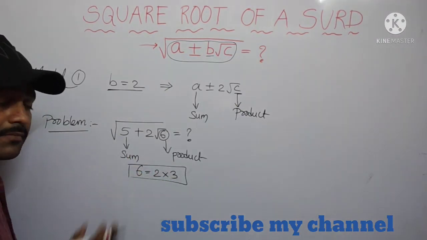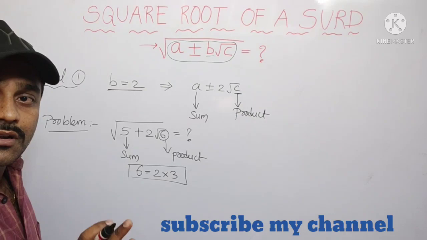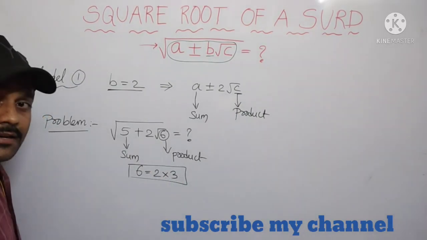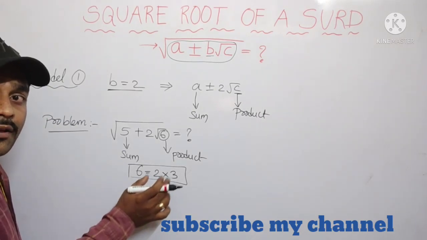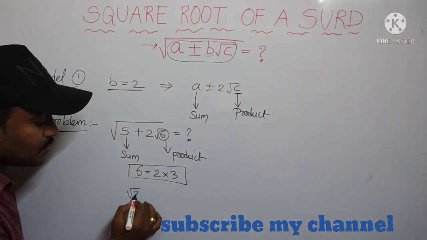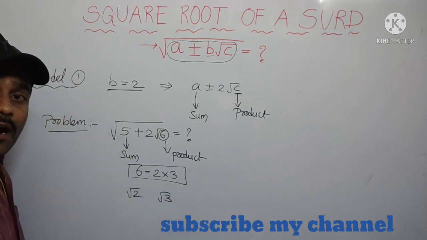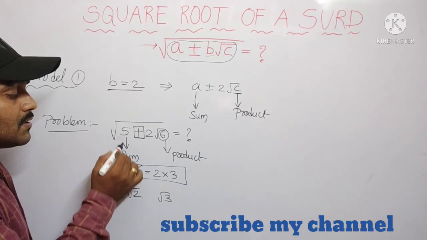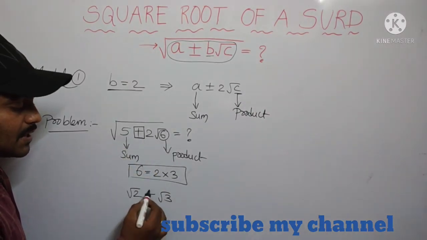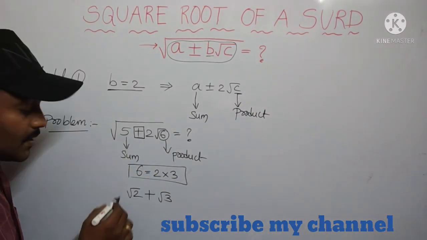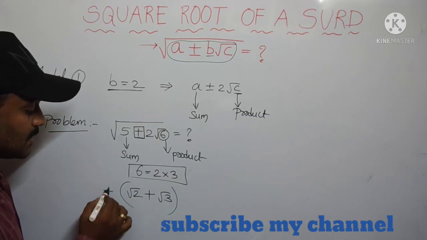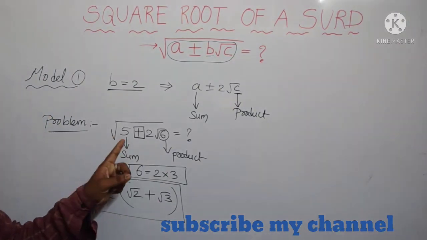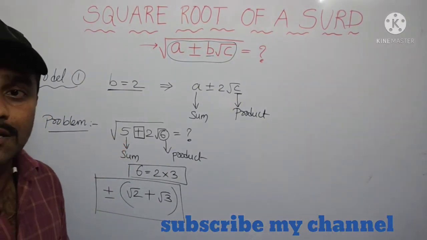So after getting the two numbers, the problem is over. Very simple. After getting the two numbers, just apply square root to these two numbers: root 2 and root 3. After applying square root, whatever symbol we have between these two terms comes as it is, and you have to put plus or minus. So this is your answer for square root of 5 plus 2 root 6.